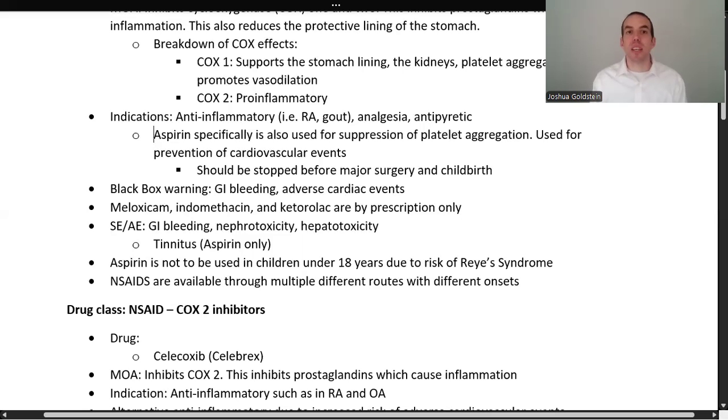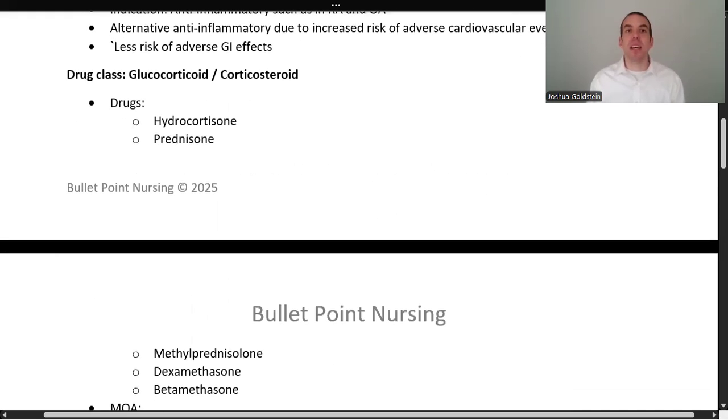So why don't we focus on COX-2 inhibitors? Well, we do. The drug is called celecoxib, and this one specifically inhibits COX-2. This inhibits the prostaglandins, which cause inflammation. So this is a great anti-inflammatory drug, and it is commonly used as an anti-inflammatory drug for diseases such as rheumatoid arthritis. However, this medication is not preferred over the standard NSAIDs for one specific reason.